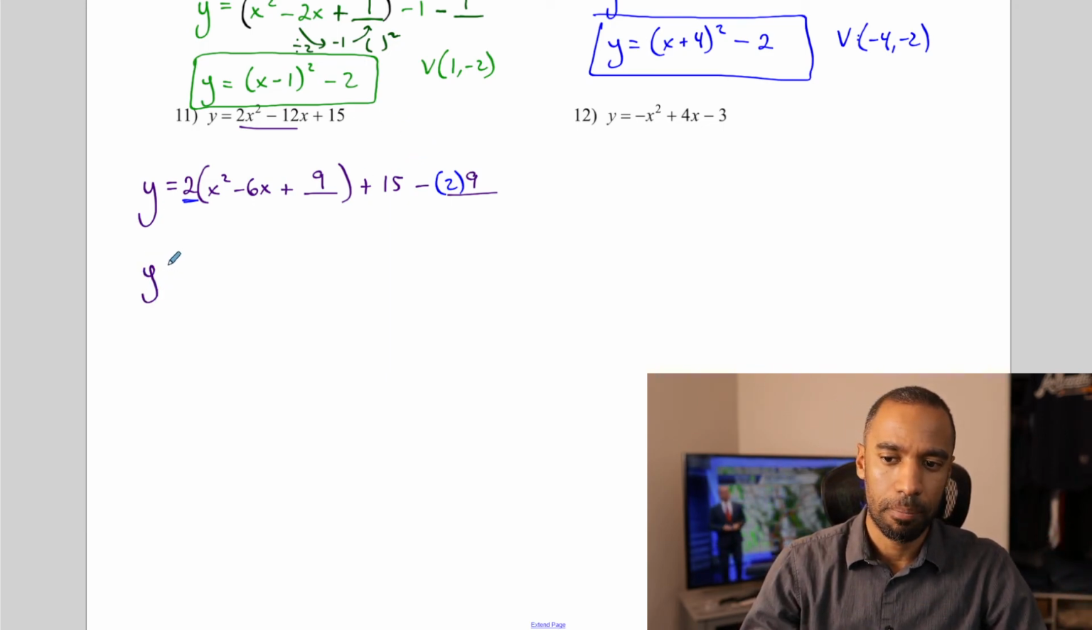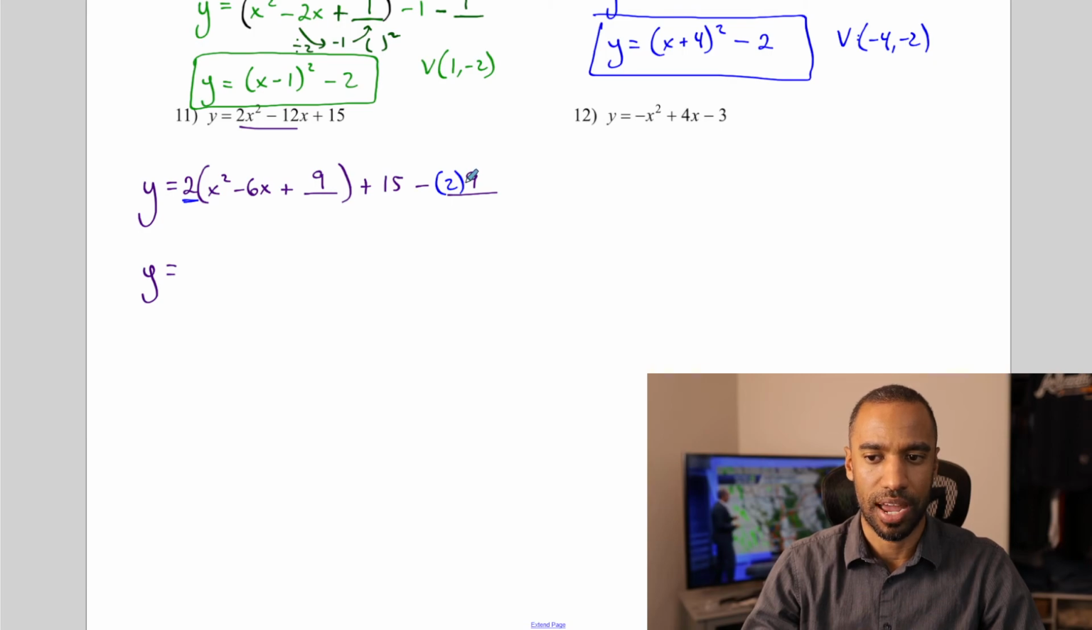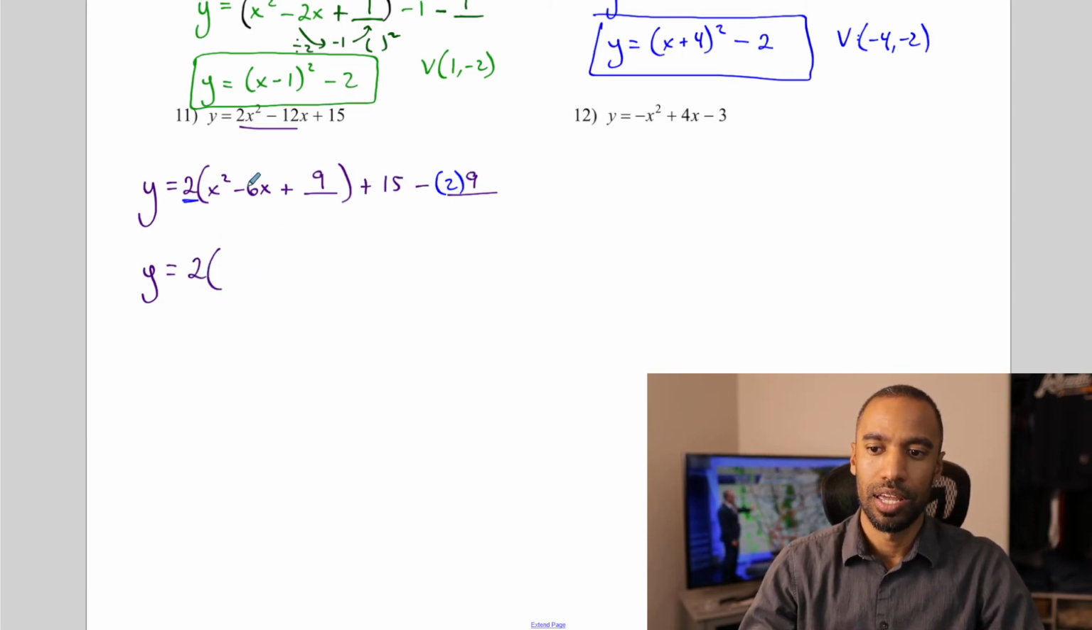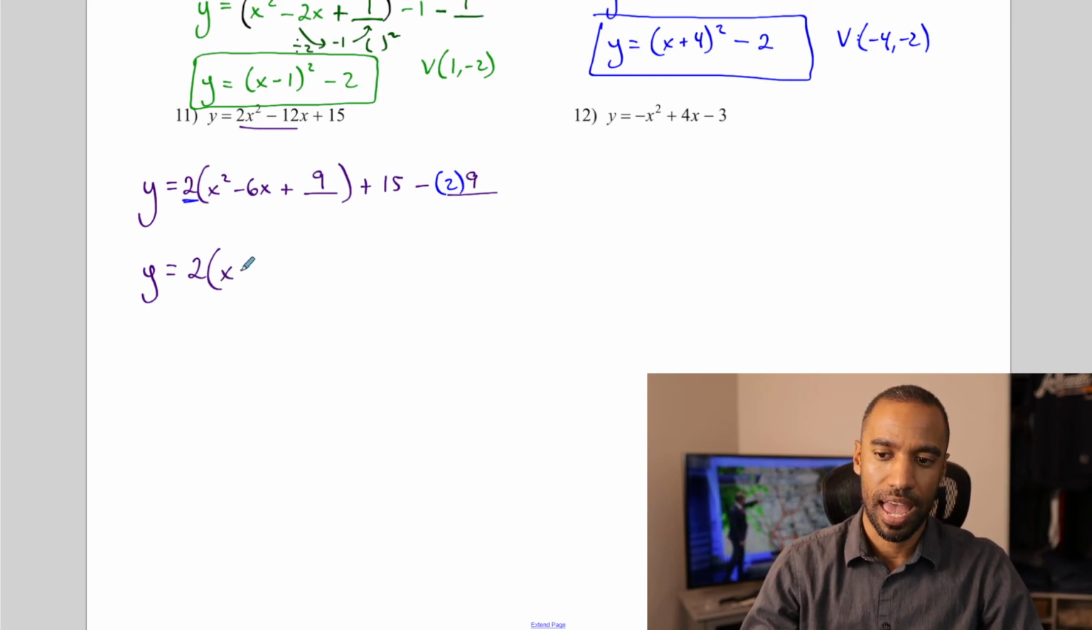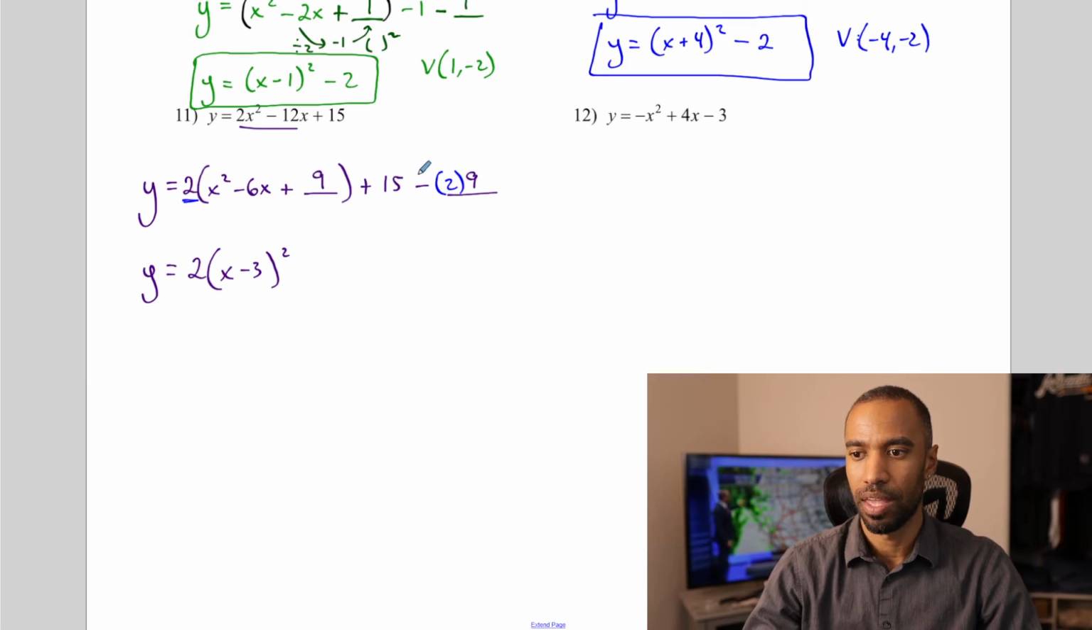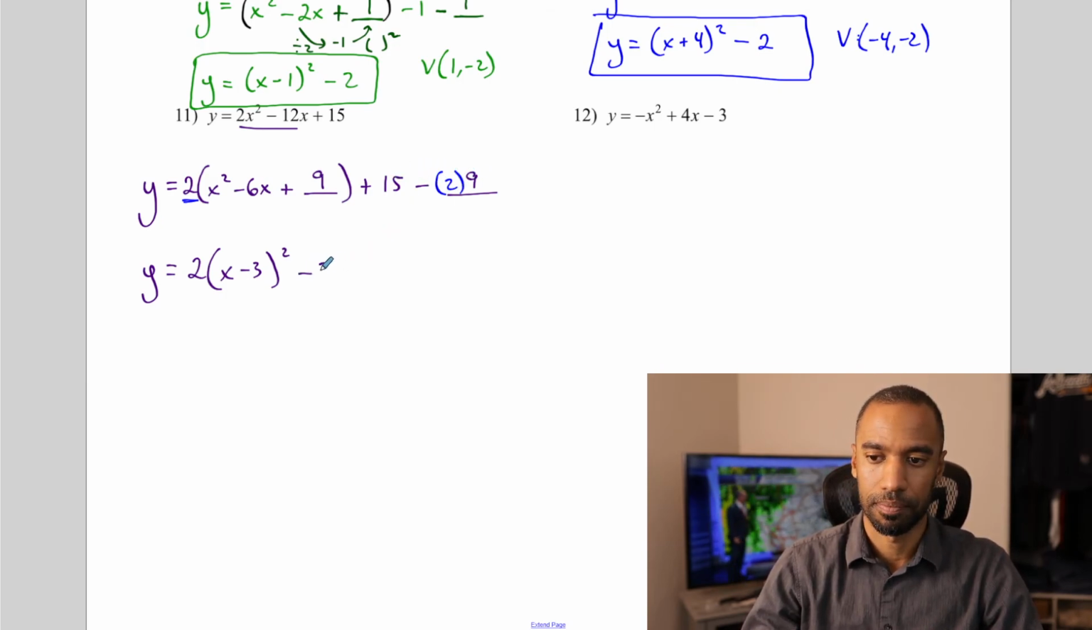I am going to factor that part down, but I had to make sure that whatever I subtract, I double as well. So with the 2 stayed factored out, this factors down to x minus 3 quantity squared, again, assuming you've completed the square in the past. And this is 15 minus 18, so that's negative 3. So there's the vertex form of that one.